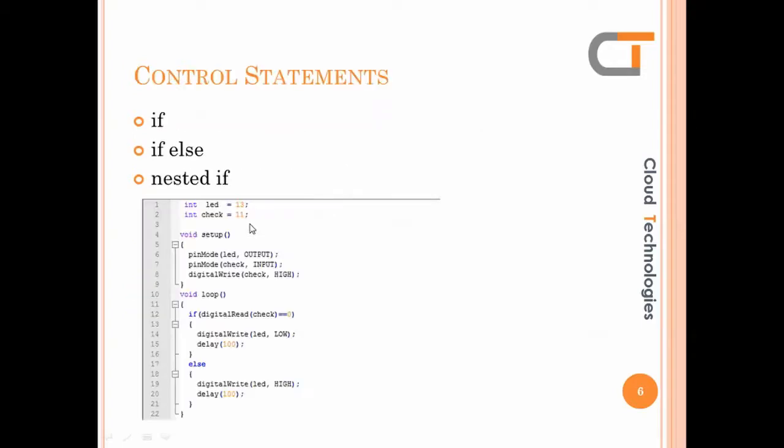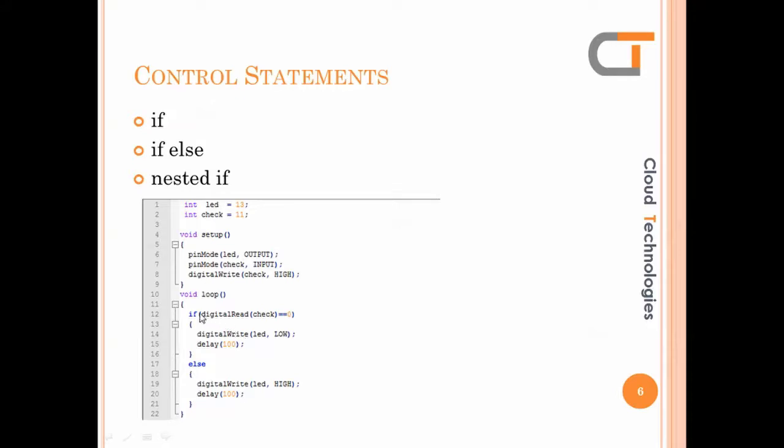Next, the control statements. We will discuss how we use control statements in the Arduino IDE. If, else, and nested if. So here we go with the conditional statement: if digitalRead of check equal to 0. If the condition is true, then only the if block will be executed. If the if condition is false, then control goes to the else part, and the else part will be executed.